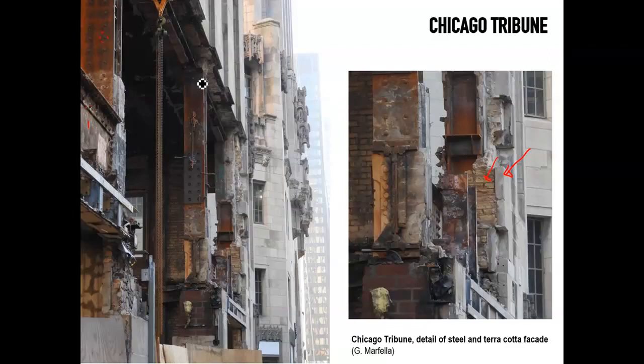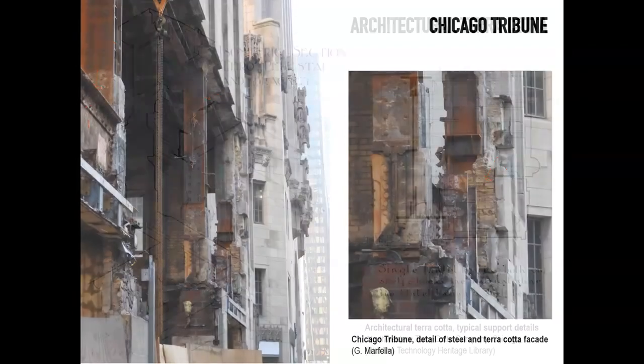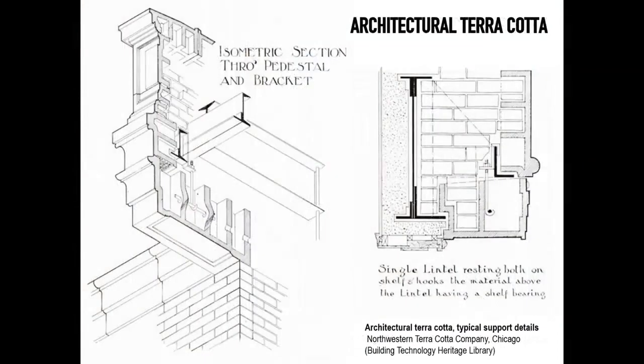But the structure is a skeleton system. You can see here some of the columns coming down, and as we said, you can see again here a column, rivets, and again girders coming down horizontally. And the architectural terracotta that completed this building was often installed using some system like this one here. This was not necessarily the one we just saw in the Chicago Tribune.